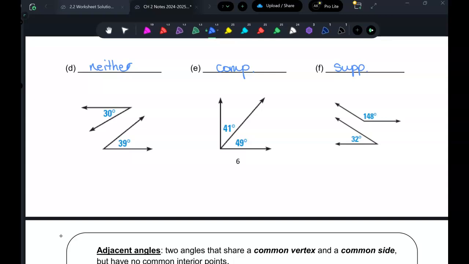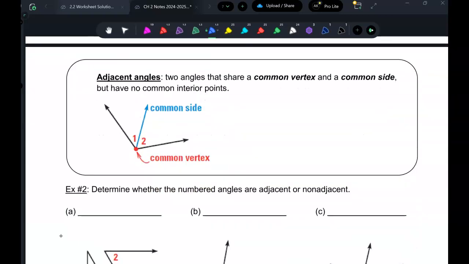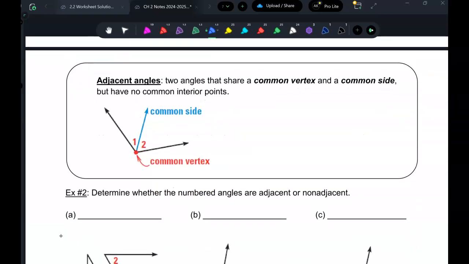All right. So far we have two new definitions. Complementary adds up to 90. Supplementary adds up to 180. So we have another new definition. Well, that's not really a definition. Okay, adjacent angles. If I said, David, you are sitting adjacent to Michelle, that means you are sitting side by side. You're sitting next to.